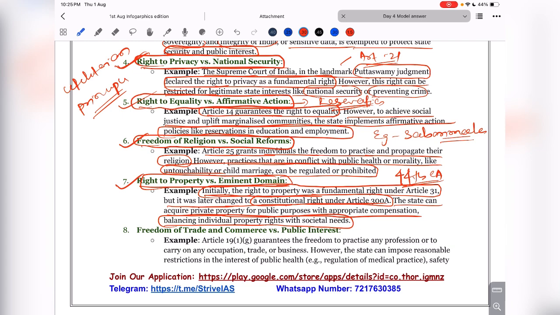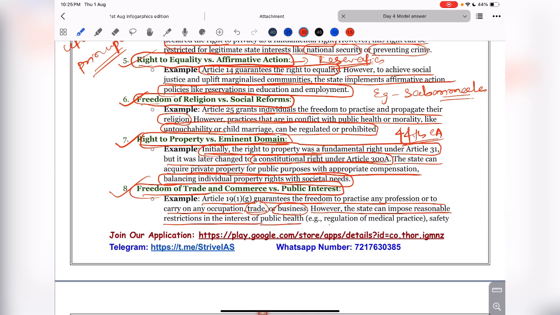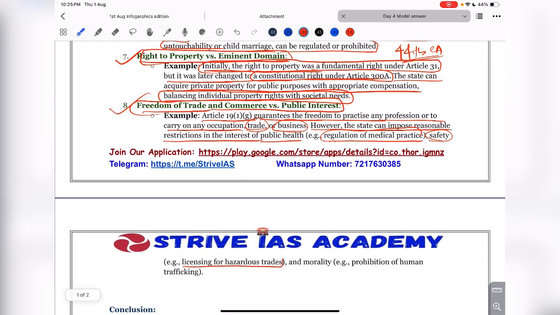Okay. Then freedom of trade. The next question is freedom of trade and commerce versus public interest. Article 19(1)(g) guarantees the freedom to practice any profession or to carry out any occupation, trade or business. However, the state can impose reasonable restrictions in the interest of public health, regulation of medical practice, okay, and safety, licensing of hazardous chemicals, or trade morality, prohibition of human trafficking.